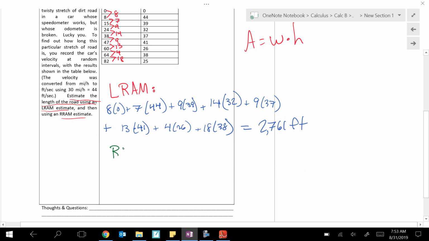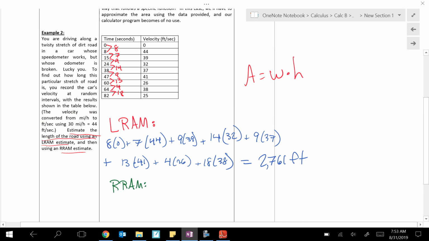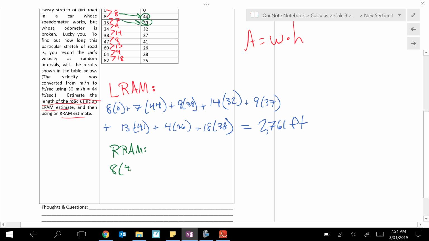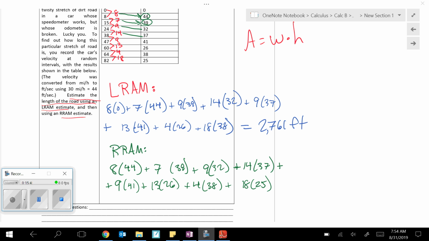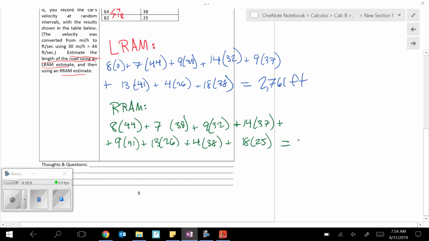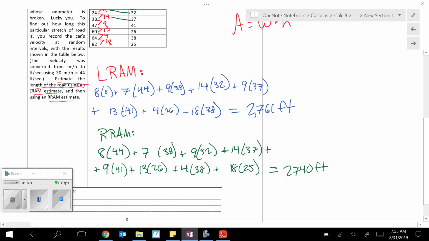I still have the same widths, right? So I still have the 8, 7, 9, whatever. But now I'm going to use the height that's on the right side there. So we still have our 8. This time it's going to be times the 44, the 7 times the 39. You get where I'm going with this. We punch it in our calculator. And again, somewhere around 2,700 feet, this time 2,740. Okay, so it's pretty reasonable to assume that this road, where the car drove, is about maybe 2,750 feet. We're just ballparking it. But here's our two estimates.